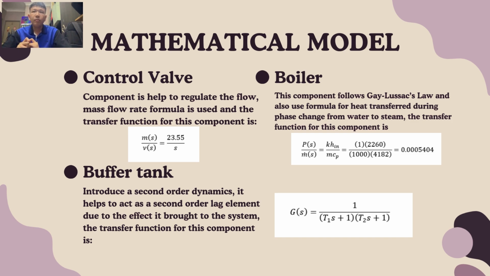For the boiler system, this component is a heat transfer system, so it follows the Gay-Lussac law and uses the formula for heat transfer during phase change from water to steam. The transfer function for this component is calculated, and it is 0.0005404. Lastly, the buffer tank introduces a second order dynamic, as it acts as a second lag element due to the effect it brings to the system. The transfer function for this component is written here, where T1 and T2 are the time constants for the system.